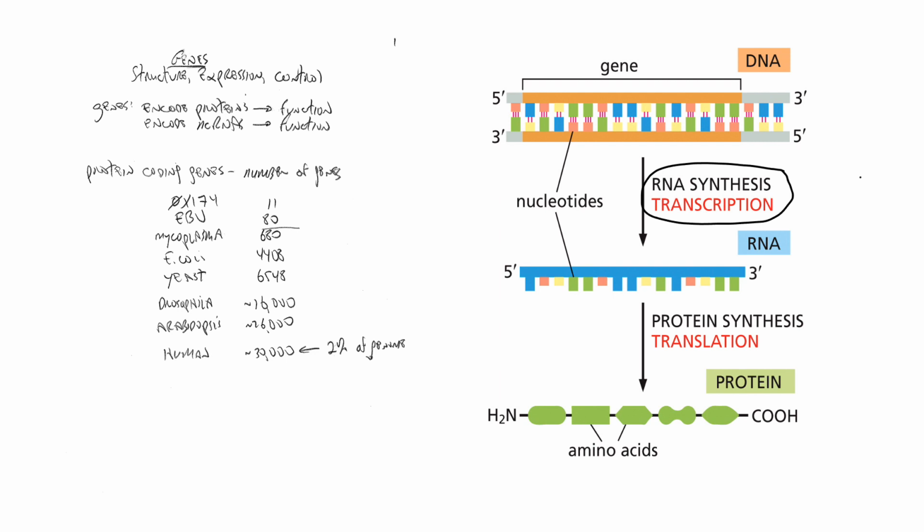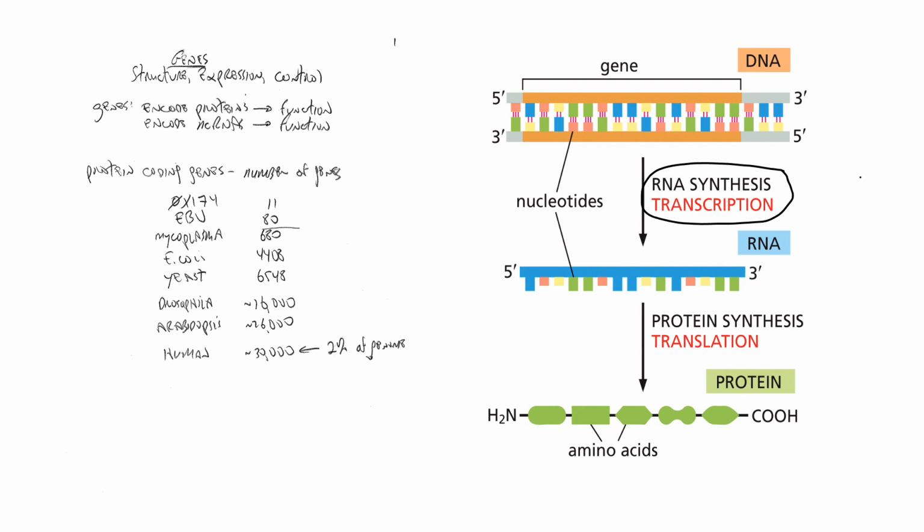So, on the left-hand side, I have a little table that I wrote out. Again, we're going to be looking at gene structure, the structure of what a gene looks like, gene expression, control of that expression. And the genes that we're going to be looking at are genes that encode proteins. And of course, those proteins give rise to function. And also, we're going to be looking at the genes that encode some non-coding RNAs, which also have function in the cell.